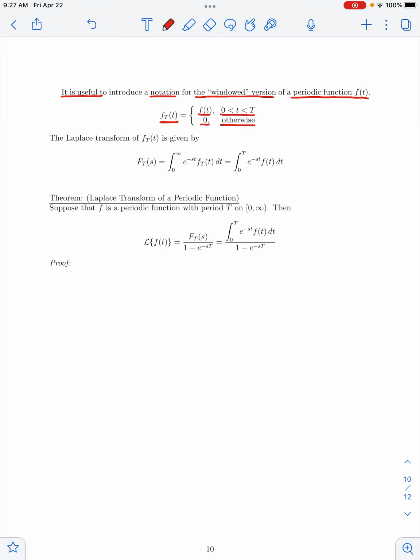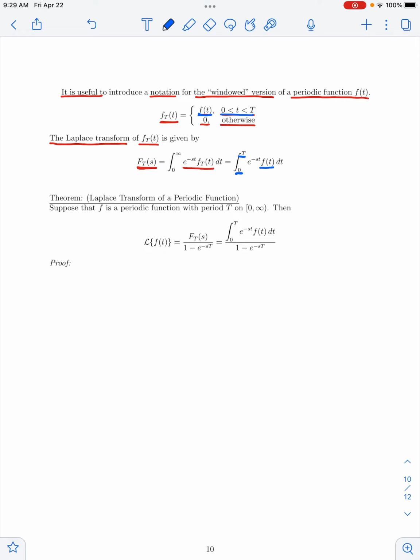And so let's think about the Laplace transform of this windowed version of a periodic function. So I could denote it as capital F sub T of s. And by definition, it is defined by the integral from 0 to infinity of e to the negative st times the function I'm taking the transform of. And because of the piecewise definition of this windowed version of our periodic function, the only interval where it has non-zero value is the interval from 0 to T, where our function is defined by f of t, and it's 0 for all other values.